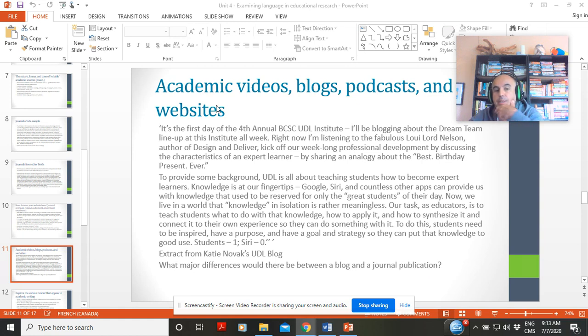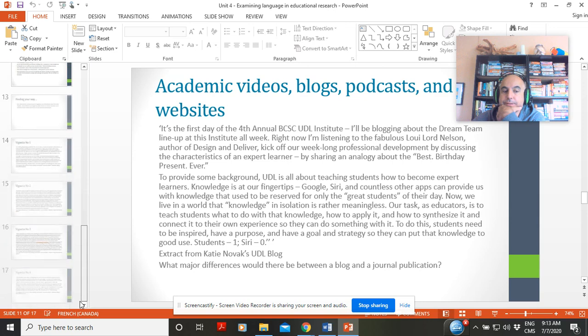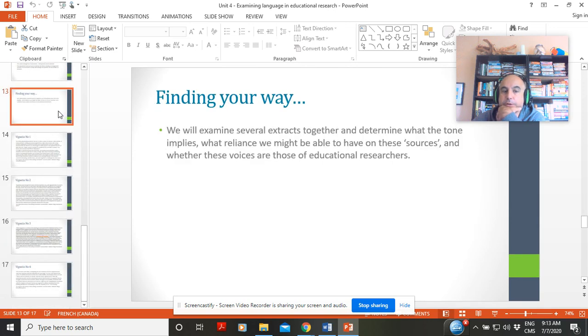Now you're going to put this into practice, because it's all very well doing it proactively when you're given the type and you have to recognize it. So it's the fun part. You've got four vignettes. We'll examine several extracts together and determine what the tone implies, and what reliance we might be able to have on these sources, and whether these voices are those of educational researchers.